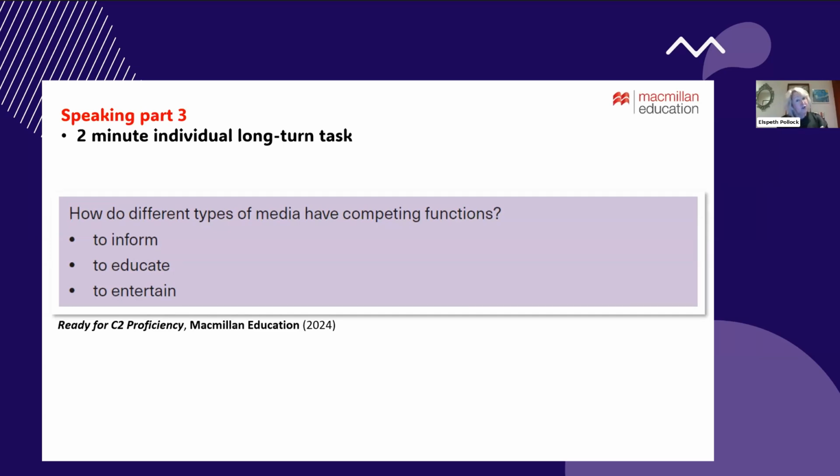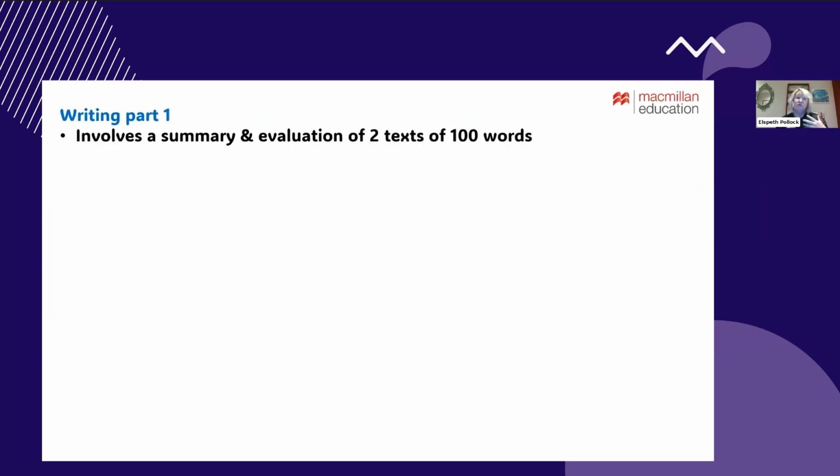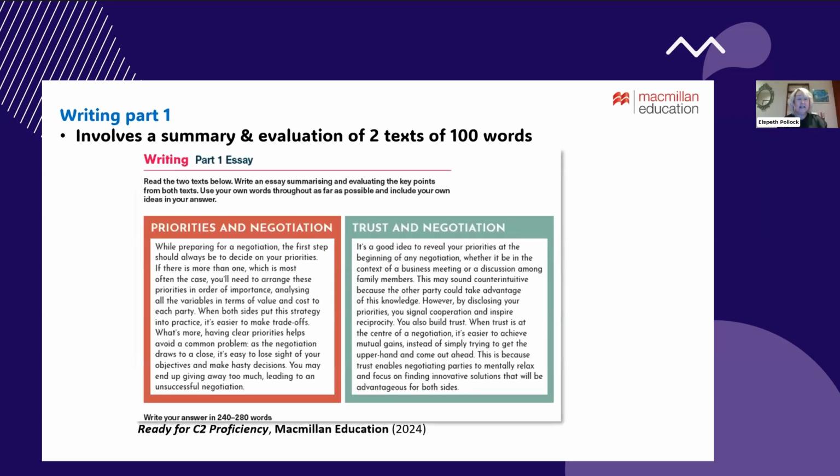The other task that your students most probably won't have done is in the writing. Writing part 1 involves summary and evaluation of 2 texts of 100 words. This is the obligatory part 1 writing. There's no choice. Here's an example. You've got both texts on the same subject, negotiation, but they give different points of view. And the students have to summarize and evaluate the 2 texts. I'll look at both the speaking 2-minute task and this task later on. We'll have some ideas on how to teach them.